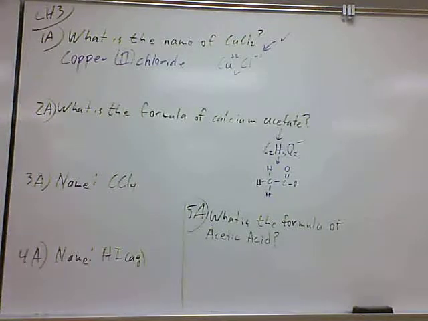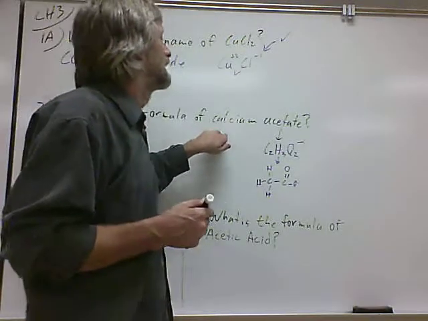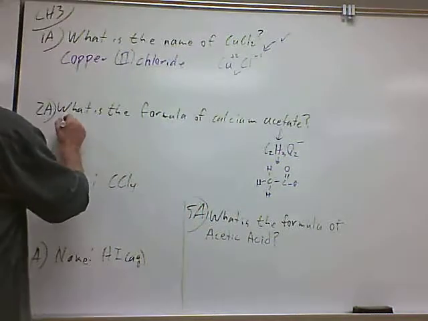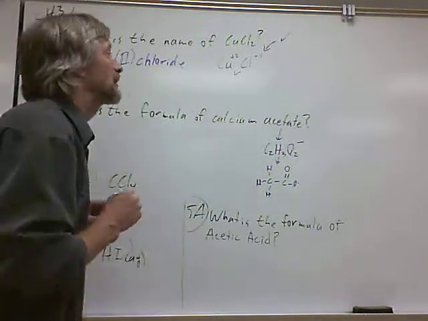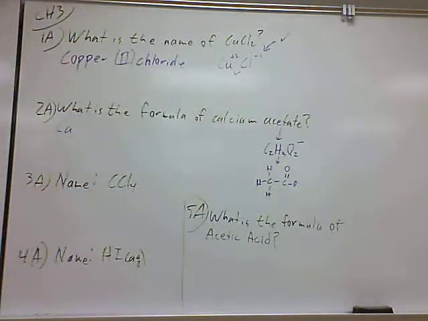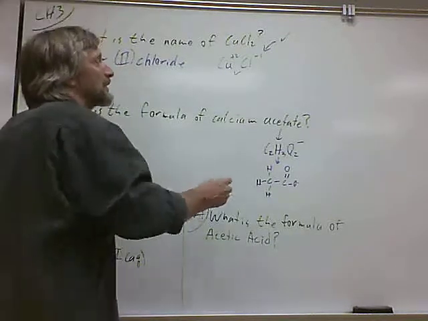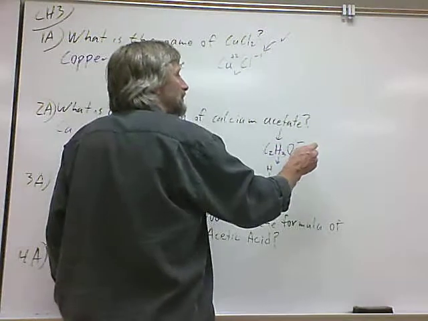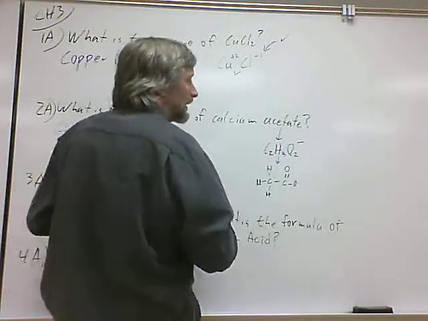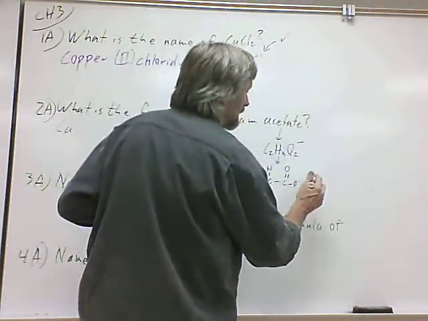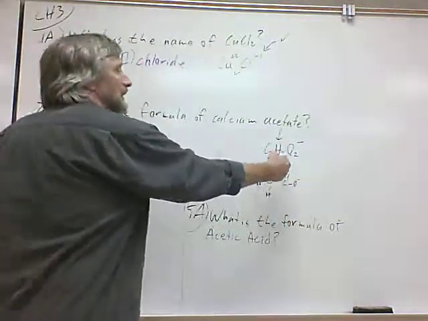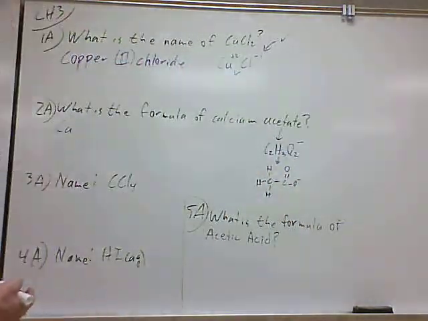So to get the formula of calcium acetate, well, calcium we know is Ca. Acetate is a polyatomic anion. We have to know the formula of the polyatomic anion along with its charge. So that is C2H3O2 with a -1 charge. And the formula of it is this structure.